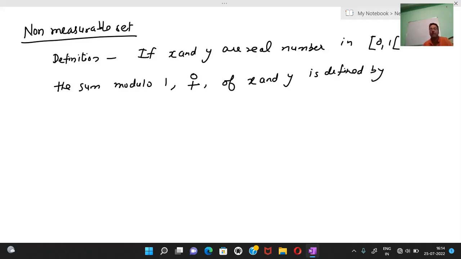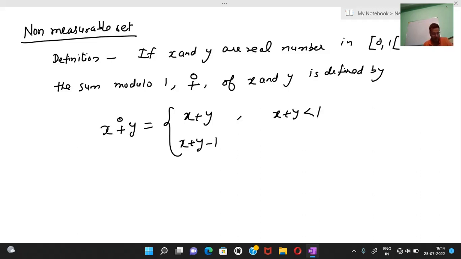If x and y are real numbers which belong to the interval [0, 1), the sum modulo 1, plus dot of x and y, is defined by x plus dot y equal to x plus y when x plus y is less than 1, and x plus y minus 1 when x plus y is greater than or equal to 1. Okay, let's take some example.